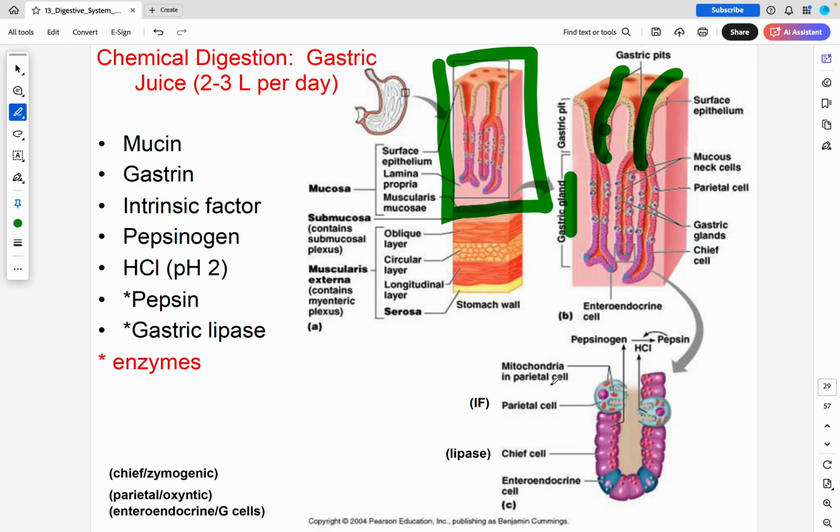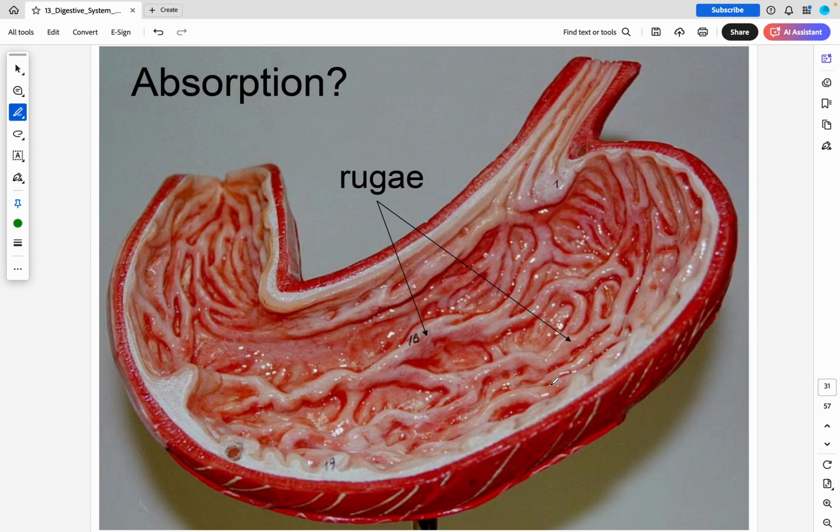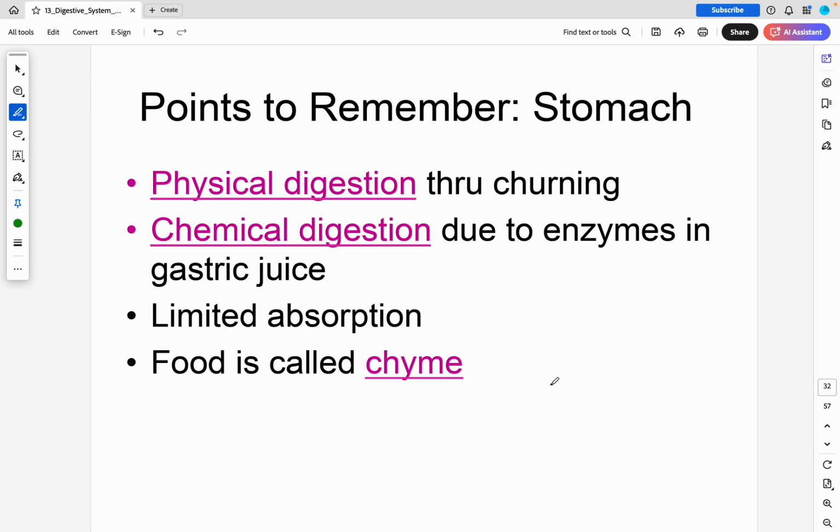Okay. So here you can see an illustration of what happens as the food material enters and exits the stomach. For absorption, you can appreciate here the presence of rugae, the folds within the stomach that can allow absorption of limited types of material.